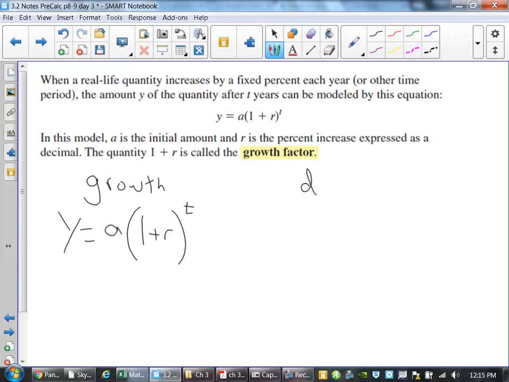You have what's called a growth factor and a decay factor. Your growth factor is always larger than 1, whereas your decay factor would always be less than 1, because obviously you're adding a percent to 1 or subtracting a percent from 1. Sometimes they'll ask, what is the growth factor? This would be your growth factor. This would be your decay factor. It's the stuff in the parentheses. A stands for the initial amount. R is your rate, and this is a decimal. It's usually given to you as a percent, you just convert it, and then T is time, and generally it's in years, if I'm not mistaken.